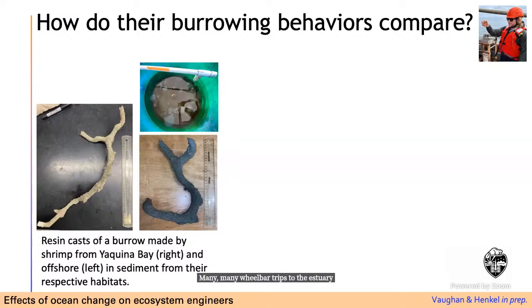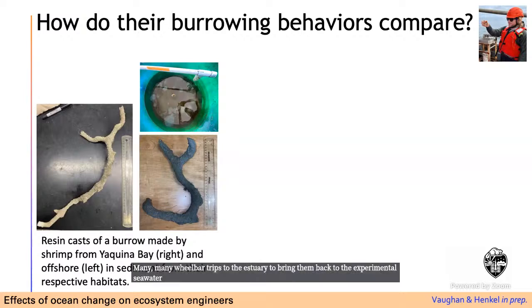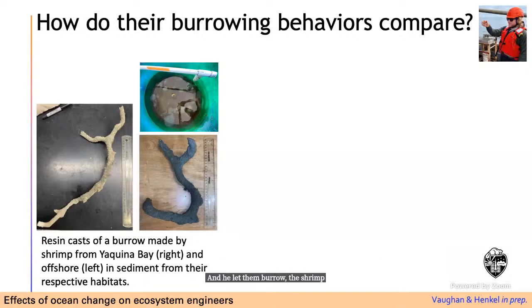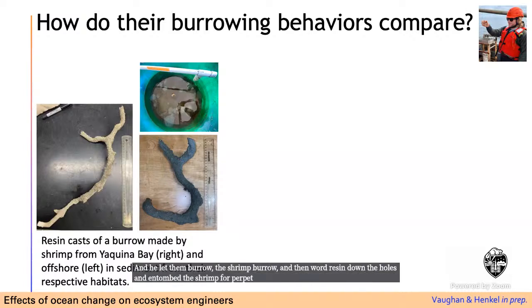We moved a lot of buckets of mud. Many whaleboat trips to the estuary to bring them back to the experimental seawater facility at Hatfield to fill up tanks. Many coolers of mud carried from the boat back to Hatfield, and then we poured resin down the holes and entombed the shrimp for perpetuity and made these resin casts.